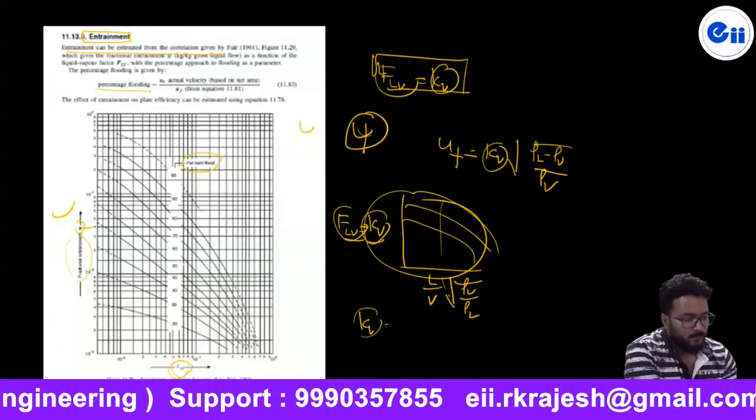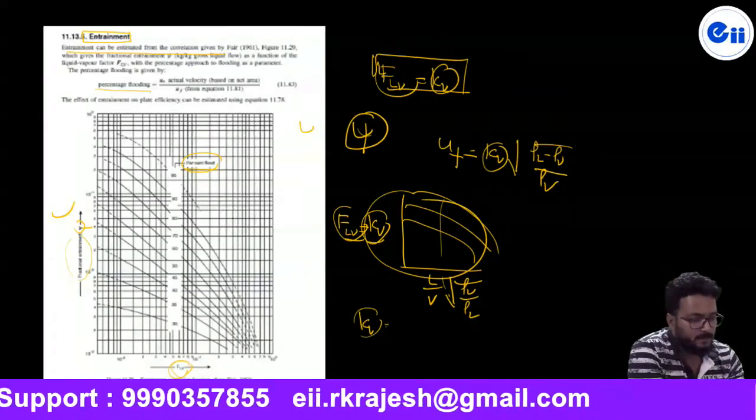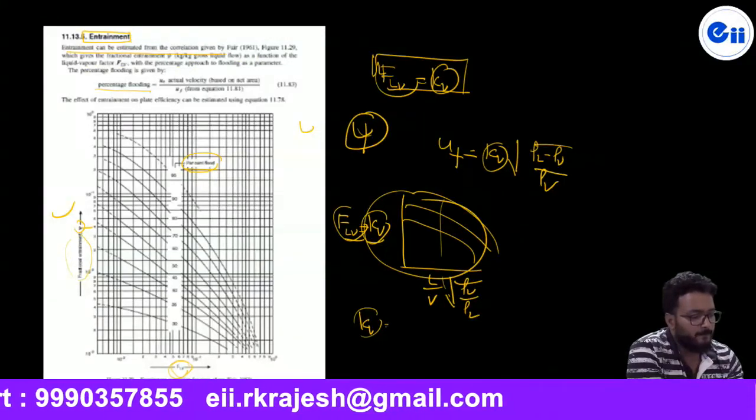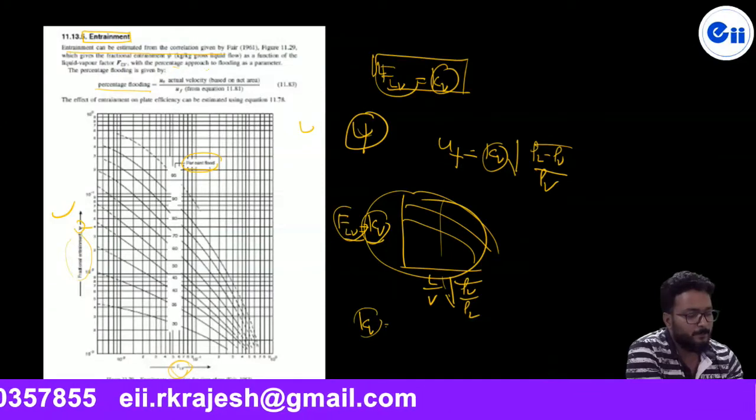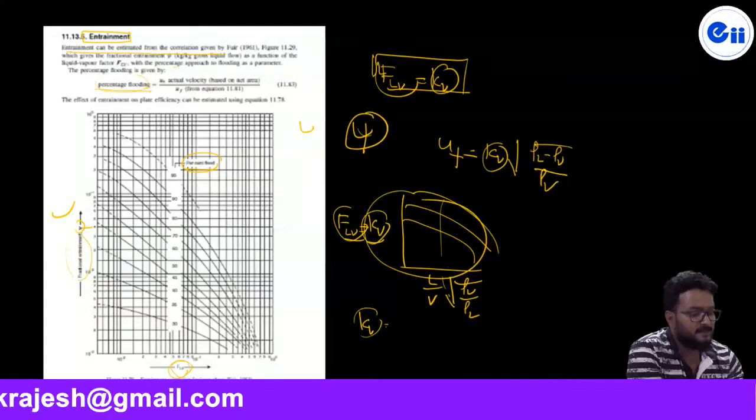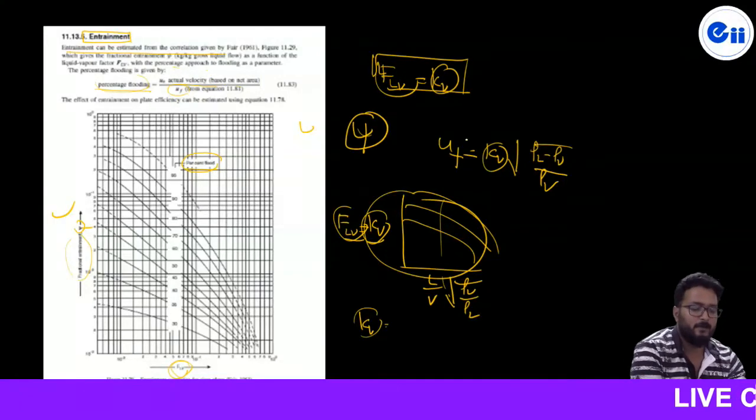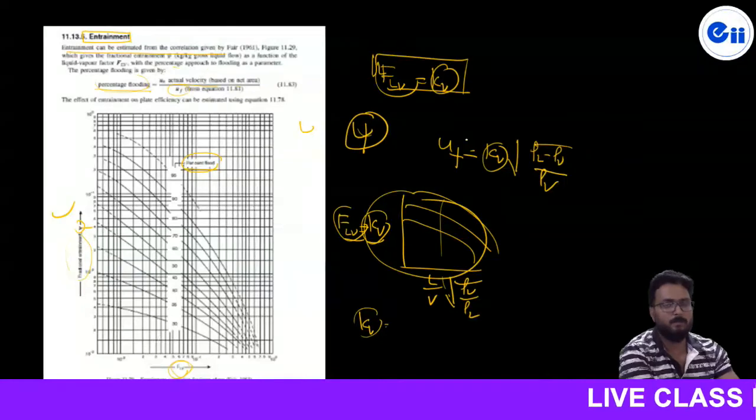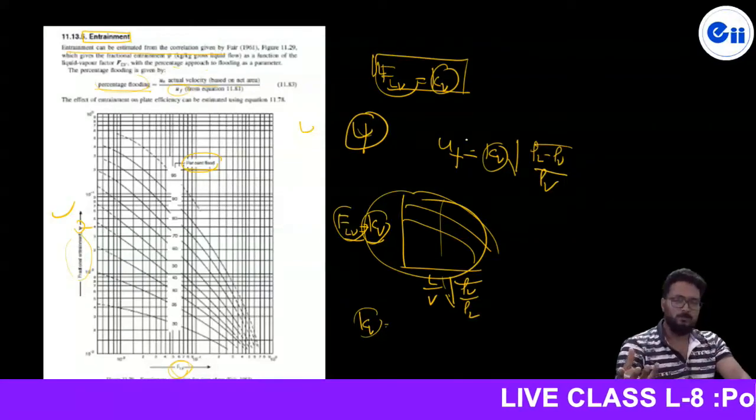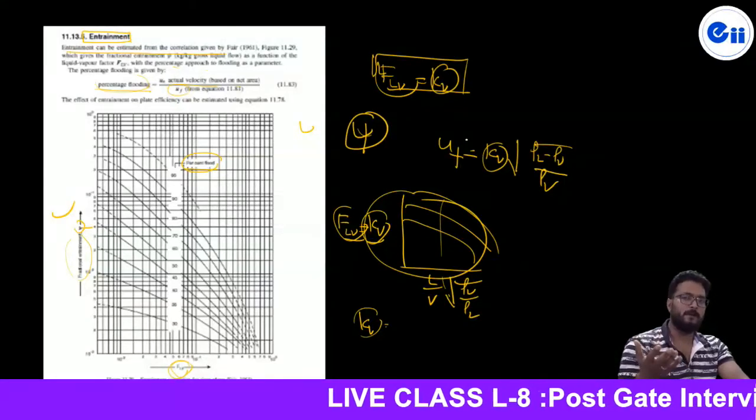And then by knowing the percentage of flood, listen here, as a function of liquid vapor factor with the percentage approach to flooding as a parameter, the percentage flooding is defined as the ratio of actual velocity based on actual area upon flooding velocity. So actual velocity upon flooding velocity is called percentage of flooding. It is very simple. Suppose the flooding velocity of the vapor is 5 meters per second, and the actual velocity is 2.5 meters per second.